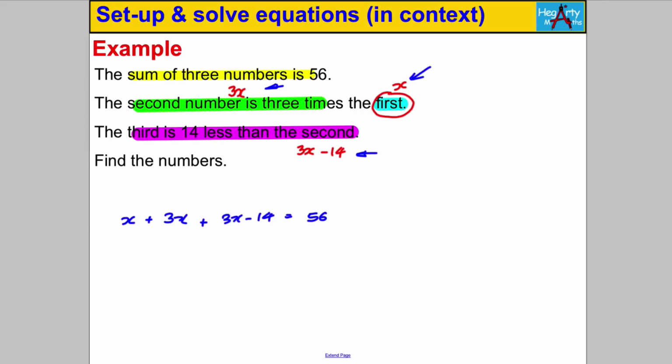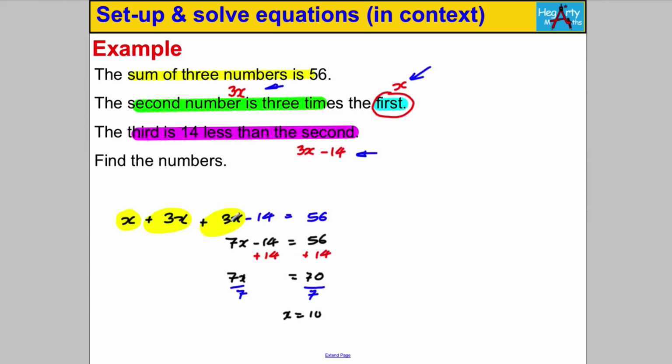Let's collect like terms. I have an x, add a 3x is 4x, add another 3x is 7x. So I'm going to have myself that 7x subtract 14 is equal to 56. This is a two-step equation I can solve. Undo that subtract 14 by adding 14 to both sides, and I get myself that 7x is therefore equal to 70, and I divide both sides by 7 to get myself that x is equal to 10.